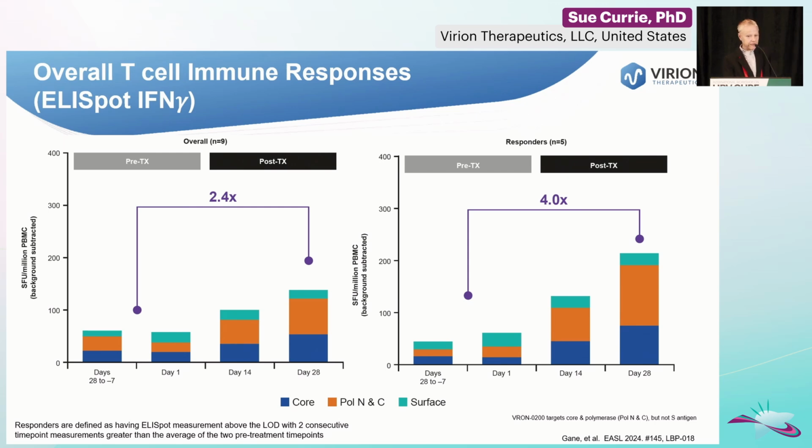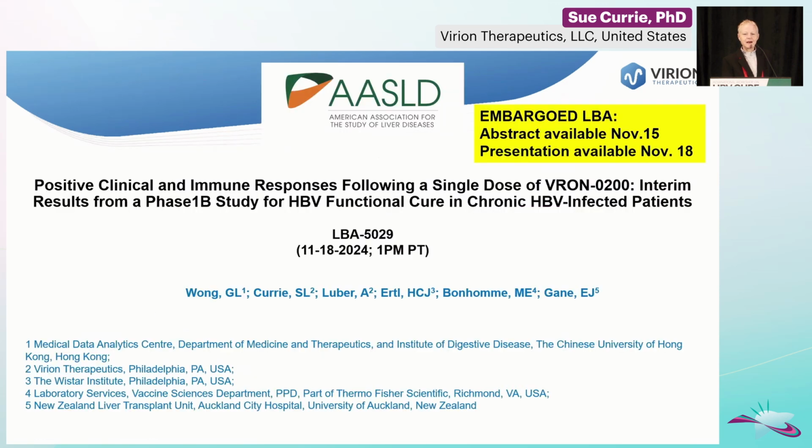What you can see here is all comers, the first 9: at day 28, there was a 2.4 times response for interferon gamma. And when you looked at the participants that we were calling responders, in that group it was 4 times the interferon gamma response at day 28. So again, that got us very excited. That was our secondary endpoint.